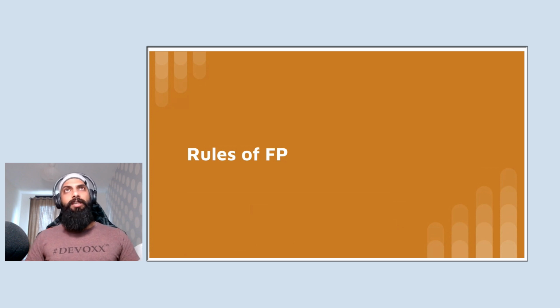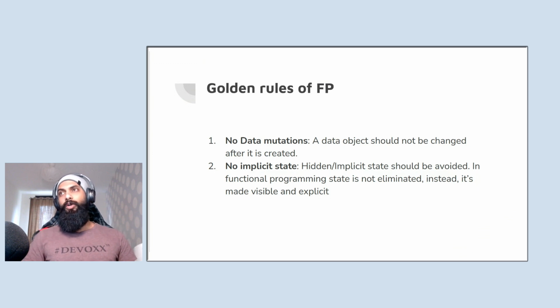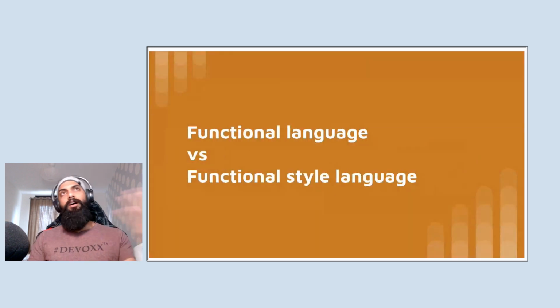Before we talk about Java, we quickly have to refresh the basic rules of FP, right? Probably most of you already know this. These are the golden rules: no data mutations and no implicit state. This translates to no side effects and pure functions only. In practice, an operation should not change any state outside of its functional scope, and a function should be idempotent. A function should return values based only on the arguments. It should not be referring to external state. It should not be modifying external state. So this is roughly what it translates to. This context is required for the content that we are going to see.